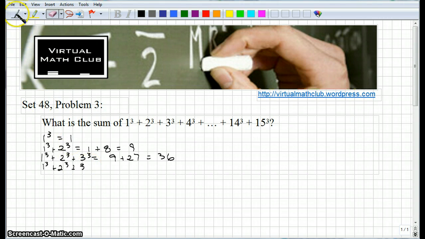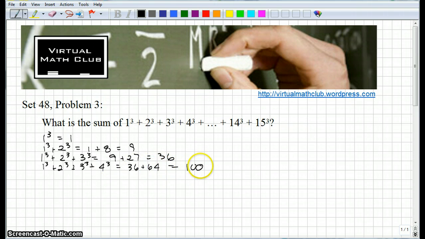Okay. 36 plus 64, that's 4 cubed, and that's equal to 100. Another square. Alright, let's look at this pattern. We have 1 squared, we have 3 squared, we have 6 squared, and we have 10 squared so far.